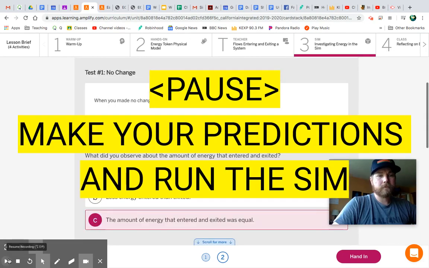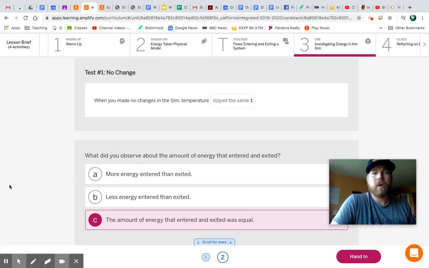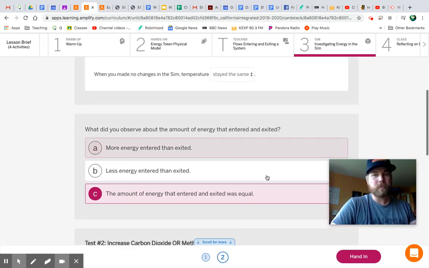Pause. Hey, really quick, let's talk about what we should have noticed. Let's do it right now. When you made no change in the sim, what you should have noticed was temperatures stayed basically the same. And that's because, right down here, the amount of energy that entered and exited was equal. You have the same amount of energy coming in as energy going out.